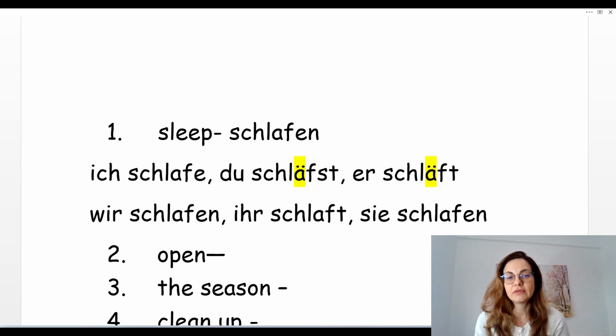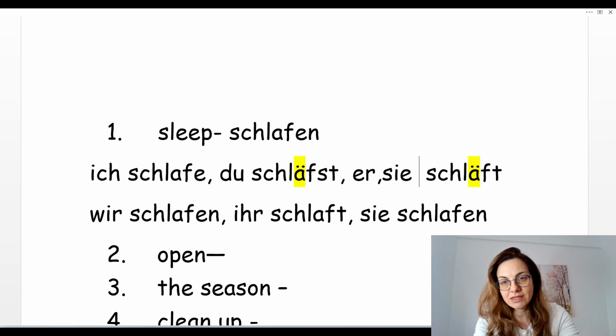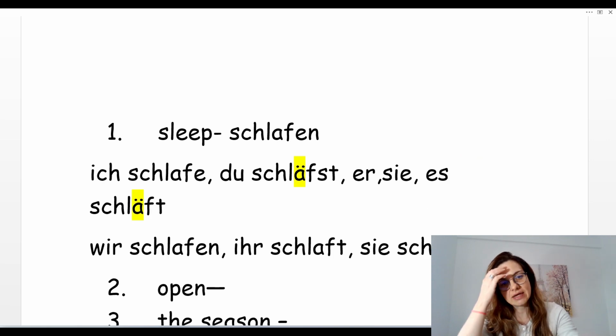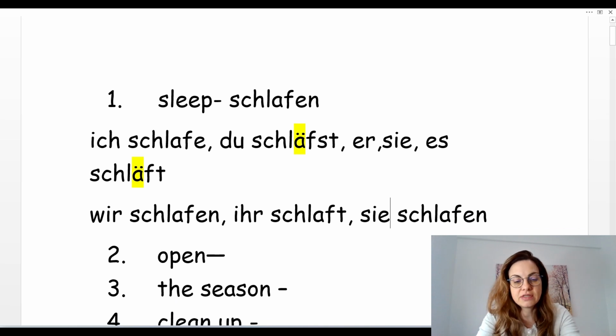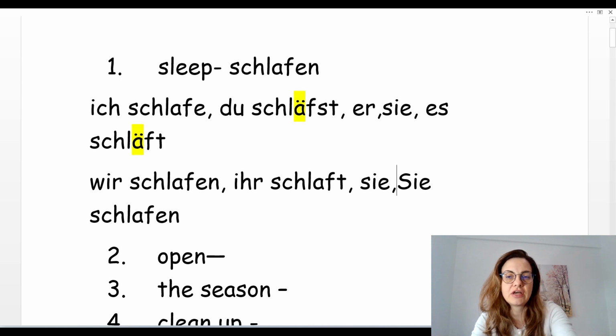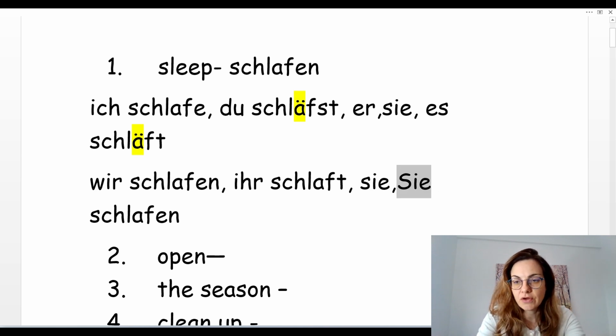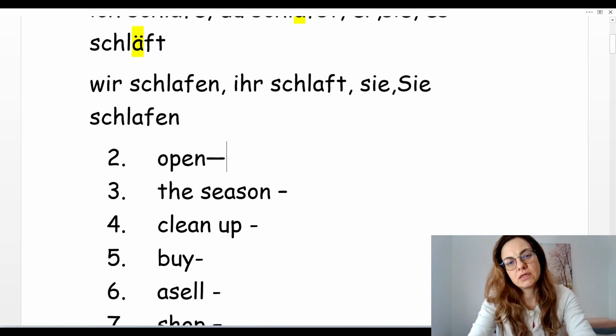Ich schlafe, du schläfst. Er, sie, es: he, she, it is es. Er, sie, es schläft. Wir schlafen, ihr schlaft, sie schlafen. Sie schlafen is also the formal form. Okay. Next is open.